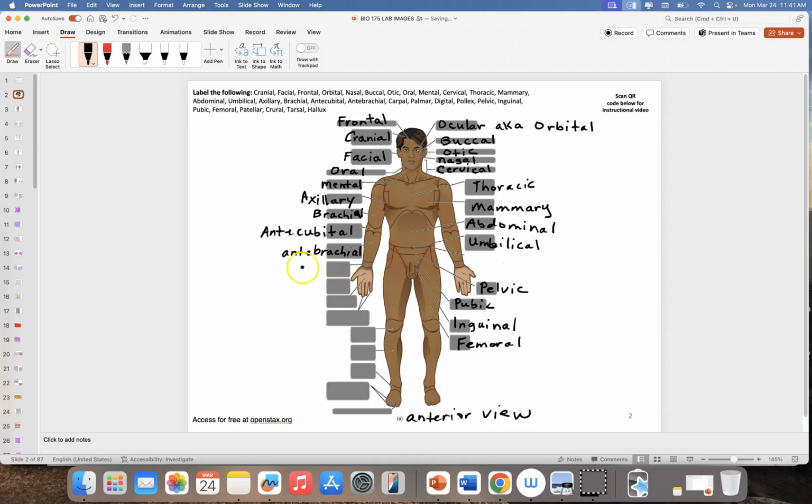Next, we have the wrist. We use the landmark term carpal. We have the palm of the hand. That will be palmar. And then we have the thumb, and then we have the fingers. The thumb, we'll use the term pollex. And the fingers here, we will use the term digits or digital.